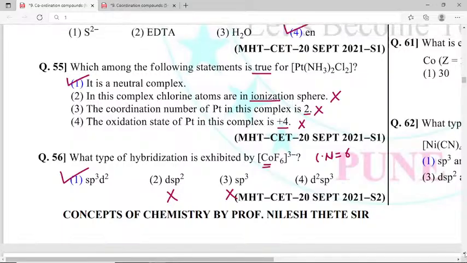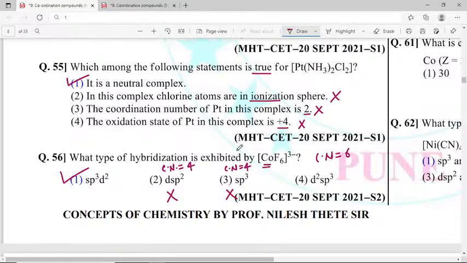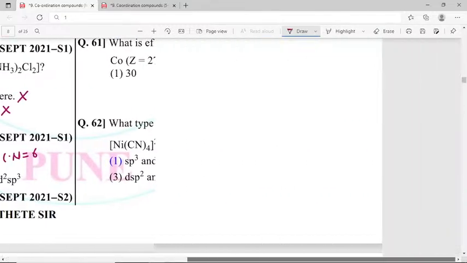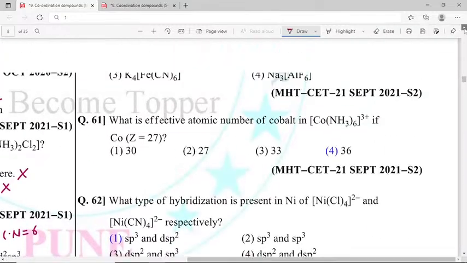sp3d2. This is square planar. This is for coordination number 4. This is again coordination number 4, but this is square planar, this is tetrahedral, and this is outer sphere and this is inner sphere. If a strong field ligand is present, then d2sp3, and if a weak field ligand is present, then sp3d2. Strong field and weak field ligand.